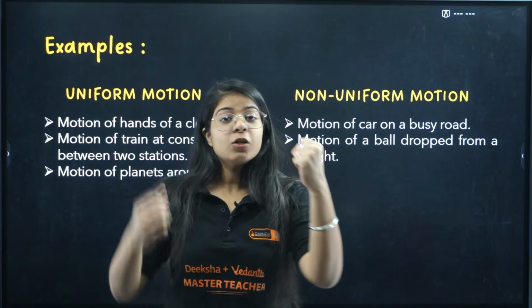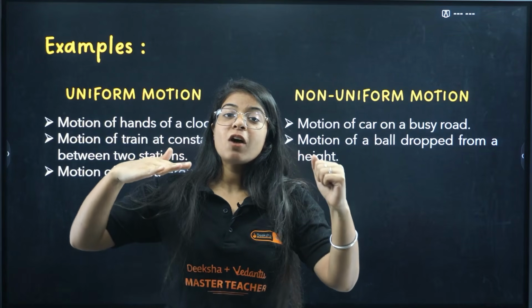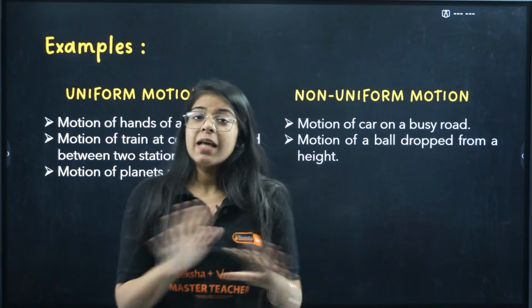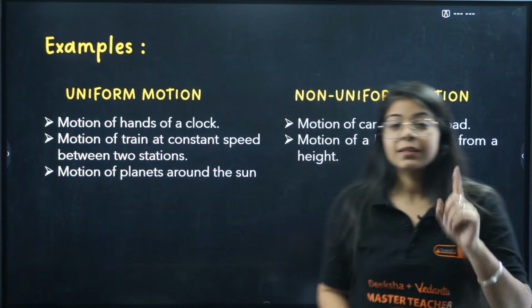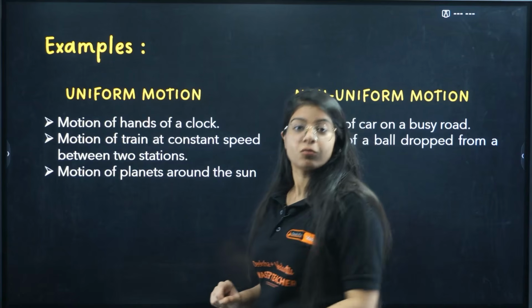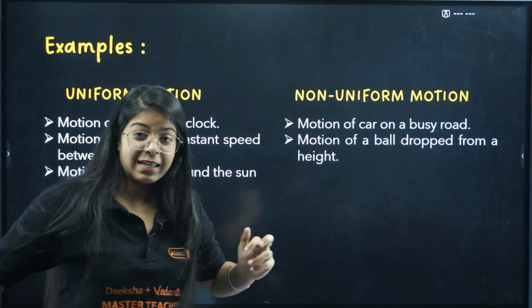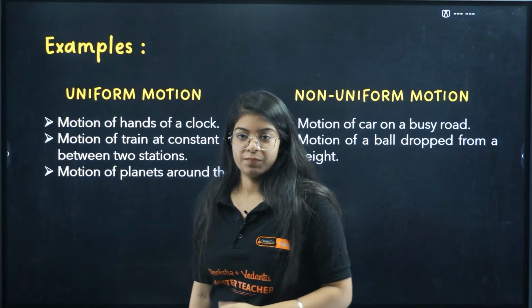No, we picked 2 points and we said that in between those 2 points, the speed of the train is the same. It is not changing. It is 20 kilometers per hour. That's it. It is not going to 30, not coming back to 10. 20 kilometers per hour. That is an example of uniform motion. Then motion of planets around the sun. Although that's a tricky example, for now, since you're in 10th, the motion of a planet around the sun is also a uniform motion. Okay.